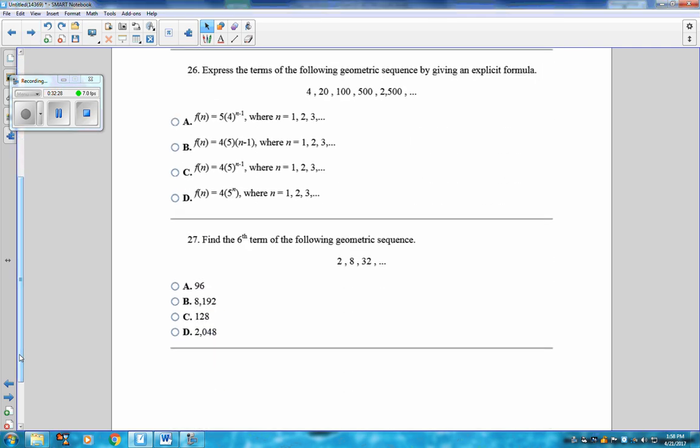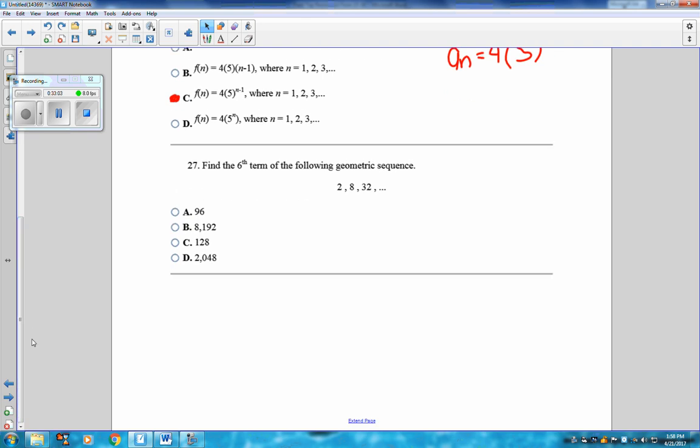26. Express the terms of the following geometric sequence by giving the explicit formula. I'm going to have a sub n is equal to a sub 1 times r to the n minus 1. A sub 1 is my first term, so a sub n is equal to 4. 20 divided by 4 is 5 to the n minus 1 power. So for this problem, my answer is going to be C.